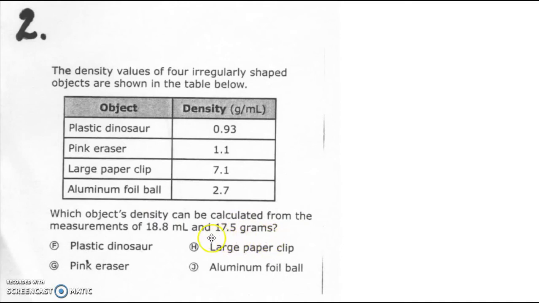Well, volume is measured in milliliters, so that's your volume. And mass is measured in grams, so that's your mass. So you do mass divided by volume. Once you set the problem up, take a look at these densities. One of them is less than 1, the other ones are greater than 1. That should help you.